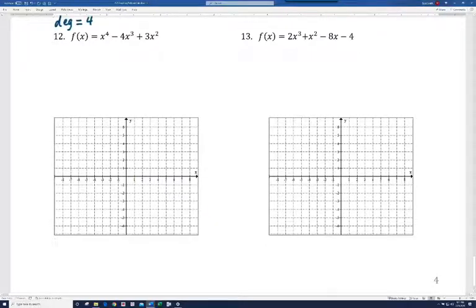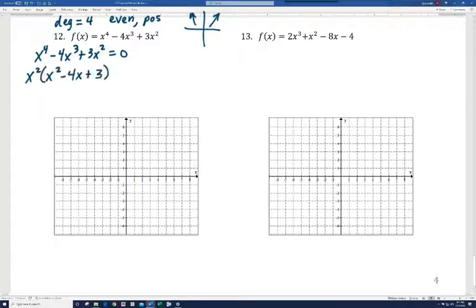So our degree here is 4, and that means we're even and positive, which means we're going to rise on both ends as far as end behavior is concerned. Let's go ahead and set our polynomial equal to 0. We have x to the 4th minus 3x cubed plus 3x squared equals 0. Now we can factor out an x squared. It'll be x squared times the quantity x squared minus 4x plus 3, and that's equal to 0.